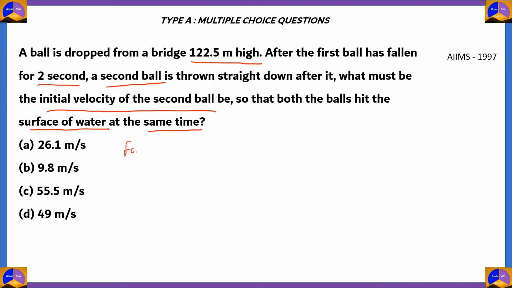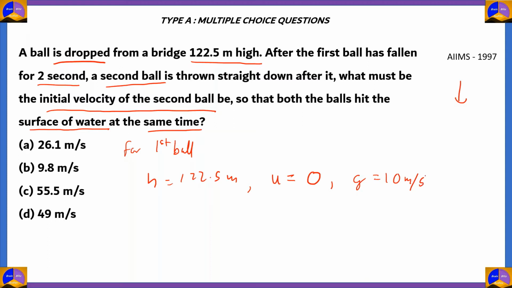So for the first ball, the height is given: 122.5 meters. And it says a ball is dropped. Whenever a ball is dropped from something, we consider its initial velocity as 0. Since it's dropped from a bridge, and this is downward gravitational motion, the acceleration g will be equal to 10 meters per second squared. Now we need to find the time taken by the ball to reach the ground.